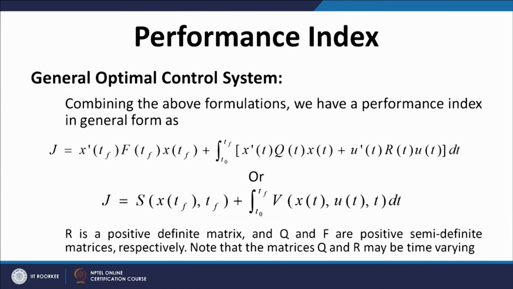So, in our optimal control problem, normally we will take a general performance index which is defined as J equal to x prime tf, F of tf, x of tf, plus the integral from t0 to tf of x prime Qx plus u prime Ru. What this represents is that in one performance index we are trying to minimize the terminal cost, we are trying to minimize the error, and we are trying to minimize the control effort.